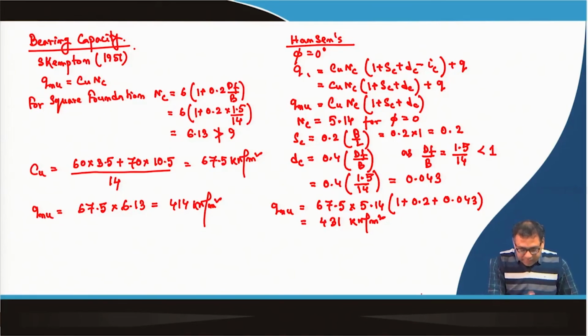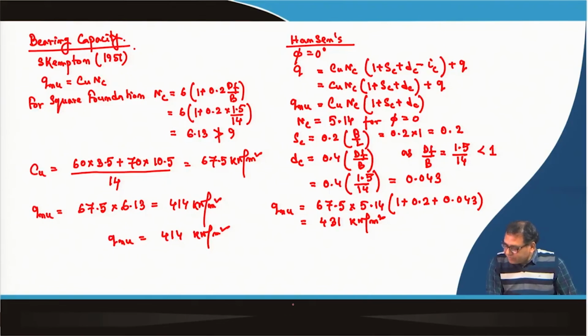So, we have used two bearing capacity equations, one is Skempton and the other is Hansen. Skempton has given 414 kilonewton per meter square and Hansen has given 431 kilonewton per meter square. So, I am using the lower value of these two. So, the Q net ultimate that we are using is 414 kilonewton per meter square.